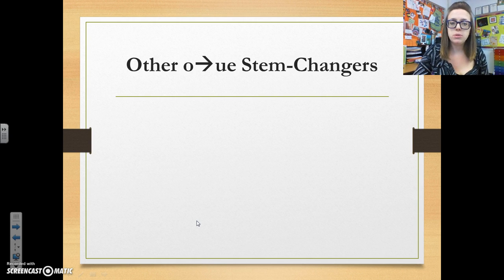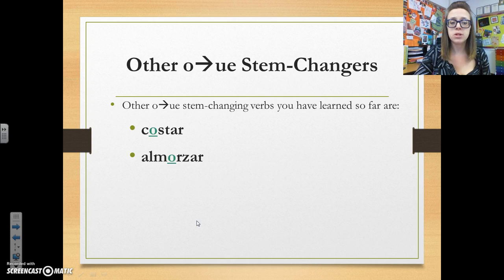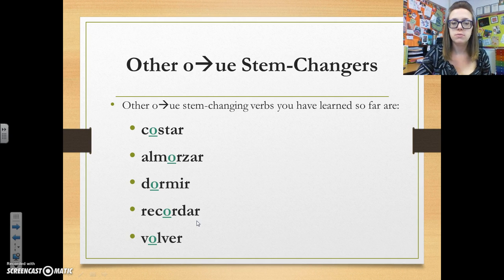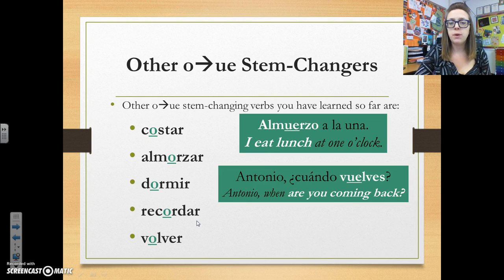There are some other O to UE stem changers. The ones that we are going to learn are costar, to cost, almorzar, to eat lunch, dormir, to sleep, recordar, to remember, and volver, to return. Okay, so if I said almuerzo a la una, that means I eat lunch at 1 o'clock. Antonio, ¿cuándo vuelves? So Antonio, when are you coming back?